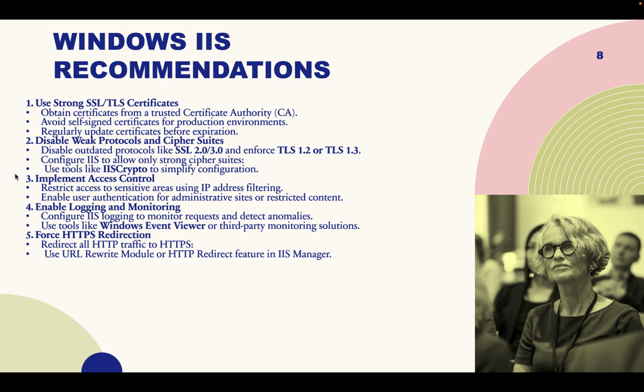For number 3, we have implement access controls. Restrict access to sensitive areas using IP address filtering, and enable user authentication for administrative sites or restricted content. Then for 4, we have enable logging and monitoring. Configure IIS to monitor requests and detect anomalies. You can use tools like Windows Event Viewer or third-party monitoring solutions.